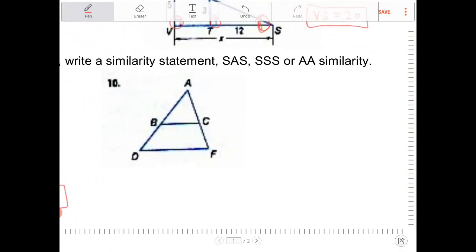Okay, next. Nothing can really be said about this because we have no idea whether or not these are the same. We only have one angle that is going to be shared, so it does not have to be similar.